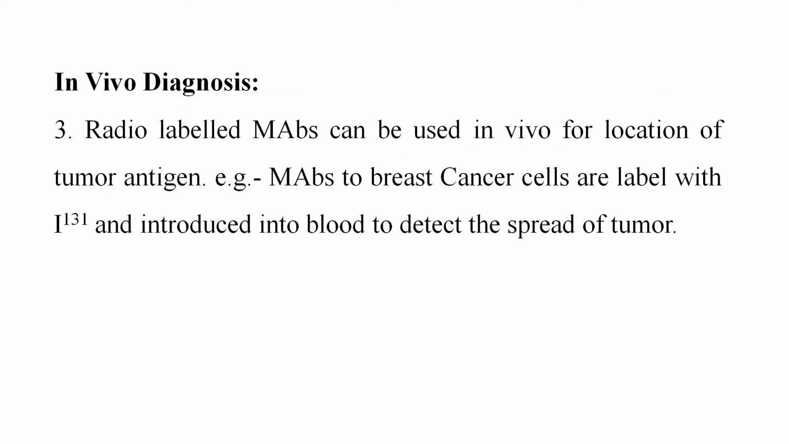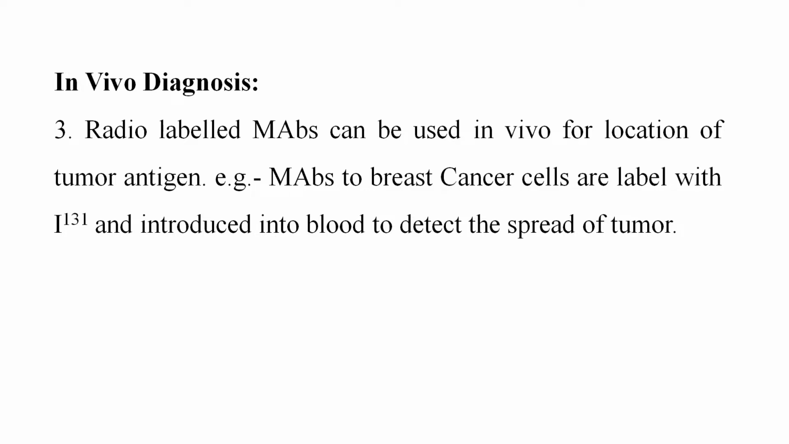Coming to in vivo diagnosis. Until now we have seen in vitro, in the lab, the diagnostics that can be carried out using monoclonal antibodies. Now we will talk about in vivo diagnosis. So what we can do is we use radiolabeled or fluorescent tagged MABs. We tag these monoclonal antibodies with fluorescent tags or radioisotope tags, and then these are introduced into the body to identify where that particular antigen is present in our body. Best example is when we are talking about tumor antigens. So MABs are very commonly used to detect the presence of breast cancer.